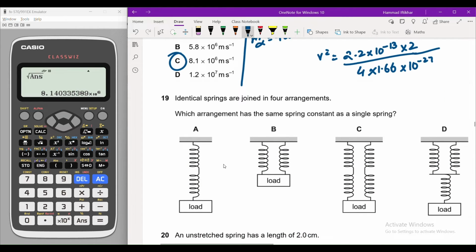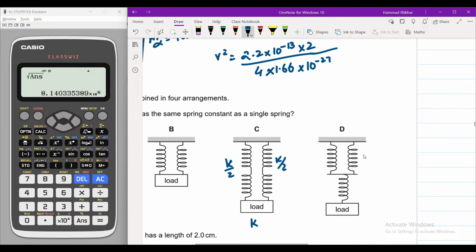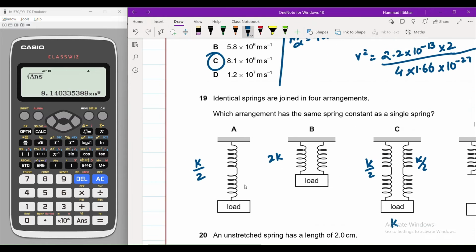Identical springs are joined in 4 arrangements. Which arrangement has the same spring constant as a single spring? Okay, so for this one, the total spring constant is divided by half. For this case, it is times by 2. Then k by 2. When they are joined in parallel, they will combine to make k, basically. And for this one, we have in parallel 2k in series with k. So 1 over k plus 1 over 2k, and that's not going to come out to be a single k. So C is correct.